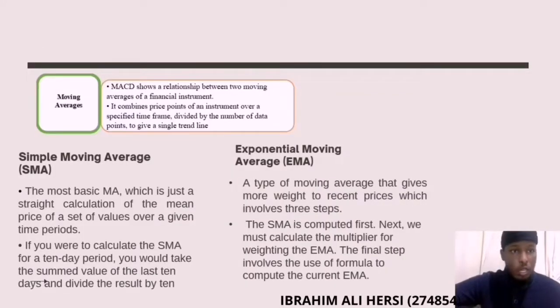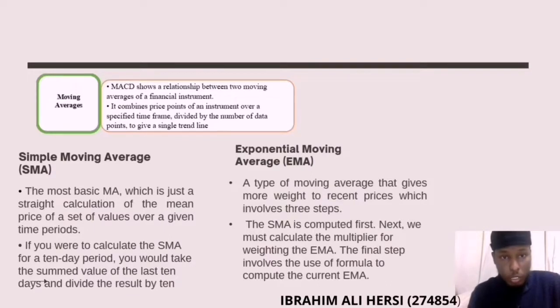Now, simple moving average. MACD shows the relationship between two moving averages of a financial instrument. It combines price points of an instrument over a specified time frame divided by the number of data points to give a single trend line. SMA, simple moving average, is the most basic MA, which is just a straight calculation of the mean price of a set of values over a given time period. If you were to calculate the SMA for a 10-day period, you would take the sum of the values of the last 10 days and divide the result by 10.